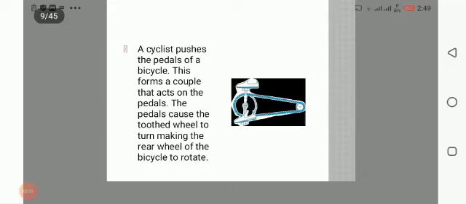A cyclist pushes the pedal of a bicycle. This forms a couple that acts on the pedals. The pedal causes the toothed wheel to turn, making the rear wheel of the bicycle rotate.